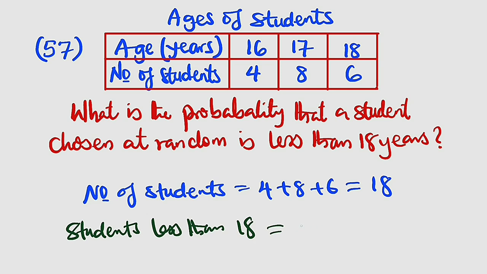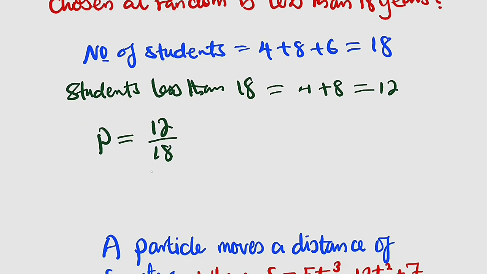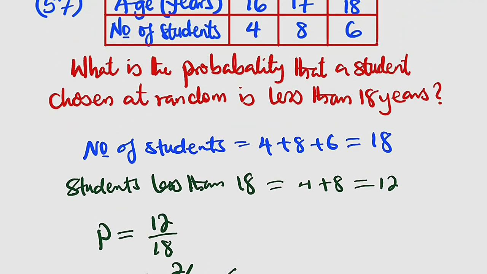Students less than 18 will just be 4 plus 8, which is equal to 12. So what is the probability? Probability will be equal to the expected outcome, which is 12, divided by the sample space, which is 18. And this to the lowest term, because I know 6 can divide 12 exactly 2 times. So this is equal to 2 divided by 3, because 6 can divide 18 exactly 3 times. So 2 divided by 3 is said to be the solution to this problem.